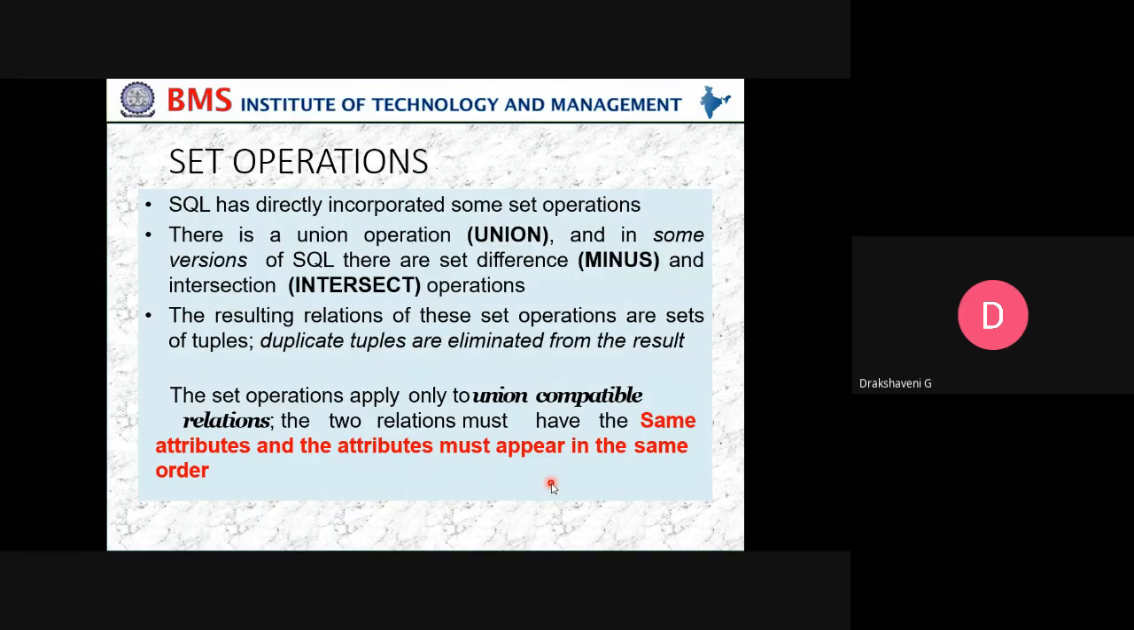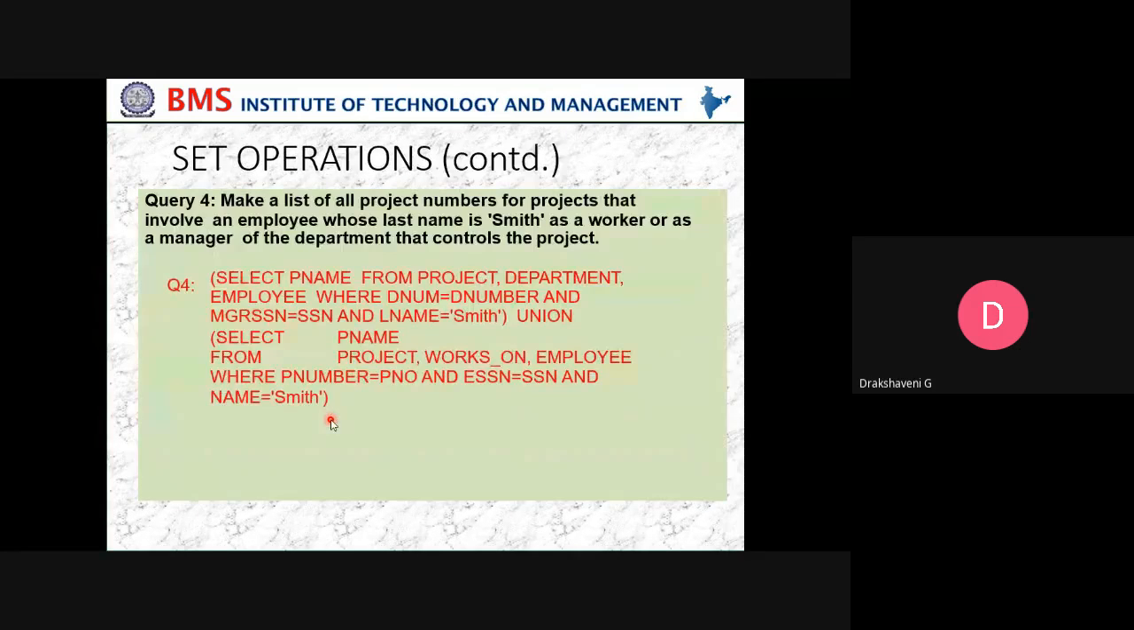Then we have set operations. SQL has directly incorporated some set operations. There is the union operation, and in some versions of SQL there are set difference, that is minus, and intersection operations also. The resulting relations of these set operations are sets of tuples, so duplicate tuples are eliminated from the result. The set operations apply only to union-compatible relations: the two relations must have the same attributes, and the attributes must appear in the same order.